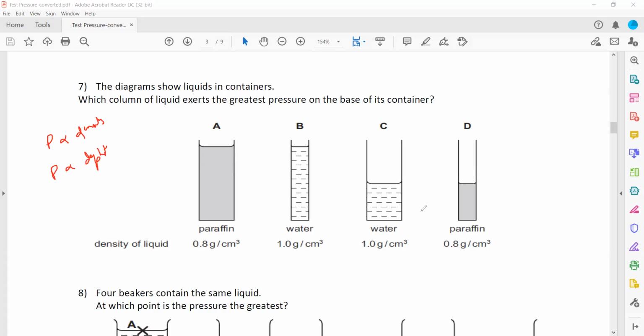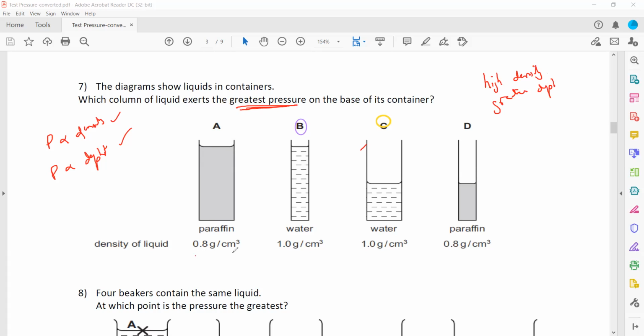So when we compare, number one, it should have a higher density and it should have greater depth. So when we compare A and B, they're asking for the greatest pressure. For the greatest pressure, it should have high density and it should have a greater depth.